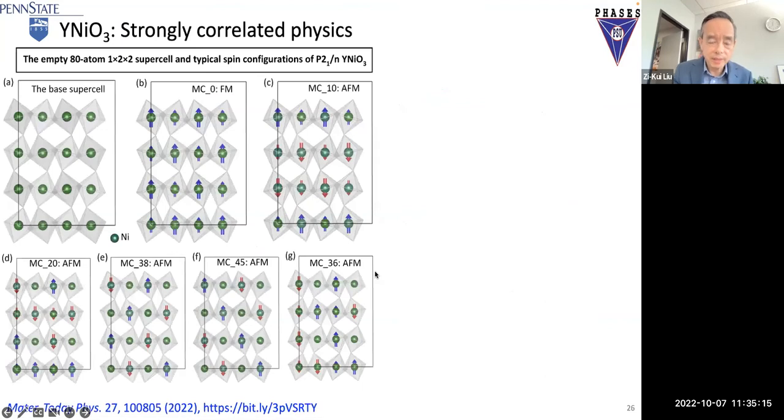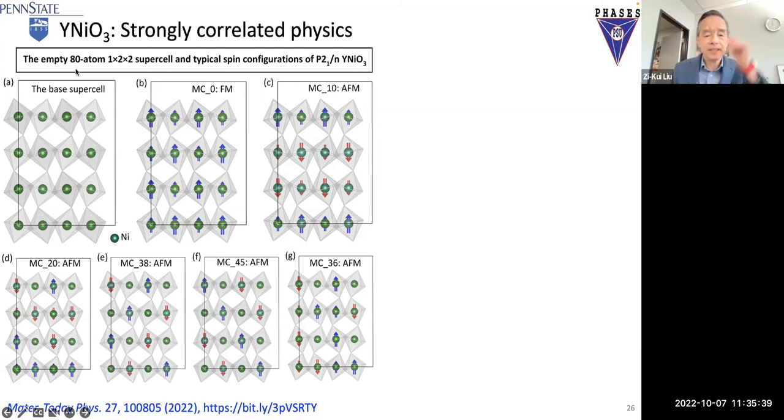But it's very close. So the next one we did is yttrium nickelate. It's called a strongly correlated material from solid state physics. It's very similar, right? So again, here you have nickel, it's magnetic, yttrium is not, oxygen is not, but this is much bigger, it's 80 atoms. Remember, the previous one was 12 atoms, right? It's 80 atoms. So it's very difficult.